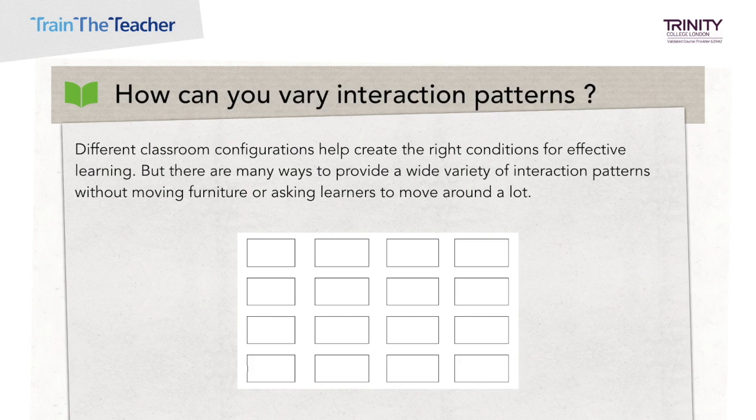How can you vary interaction patterns? Different classroom configurations help create the right conditions for effective learning, but there are many ways to provide a wide variety of interaction patterns without moving the furniture or asking learners to move around a lot. This diagram shows an arrangement of desks or tables within a classroom.